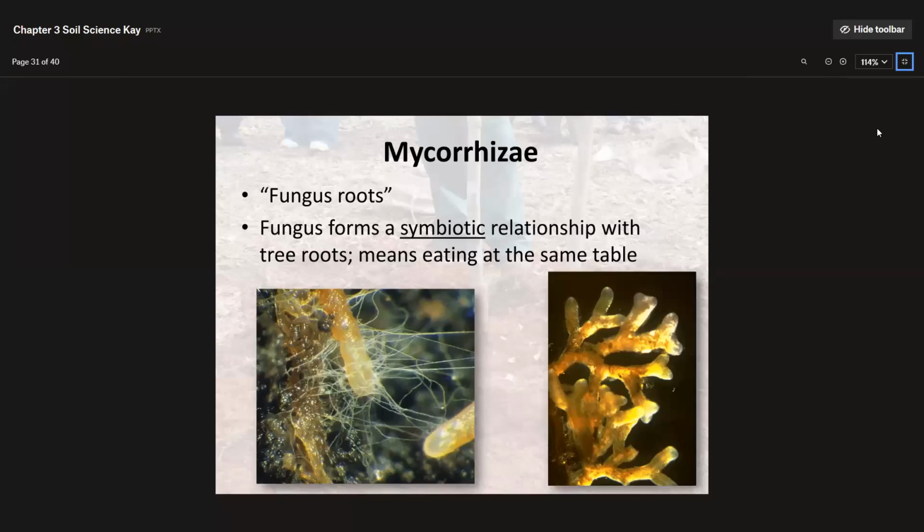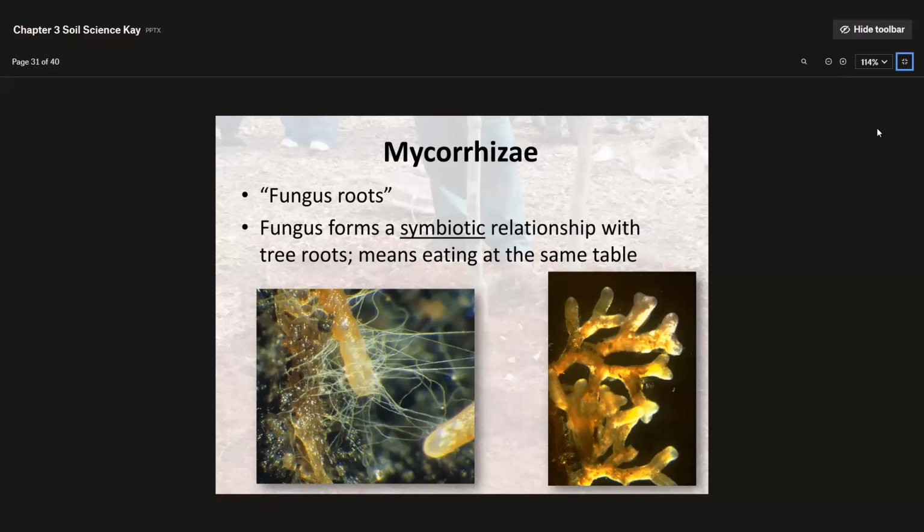Mycorrhizae, they are fungus roots, right? And those fungus roots form a symbiotic relationship with the tree roots. Symbiotic means eating at the same table. So they hook themselves onto the ends of the root tips and they help the tree bring in more water, right? And nutrients. And in return, the tree, when it sends back down its sugars that it makes in the leaves, feeds the little mycorrhizae. So it's a very beneficial relationship.